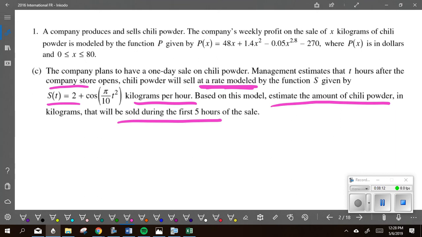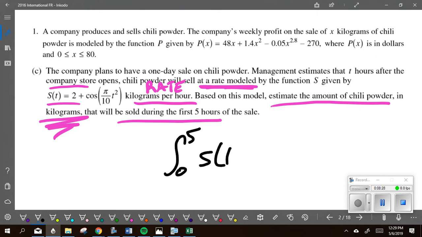This is a rate. You want to know how many kilograms, not a rate. You want to know a number. What are you going to do with that rate to find the value? Integrate. We are integrating from when to when? 0 to 5. What function? S of t dt. You integrate a rate to find the value.